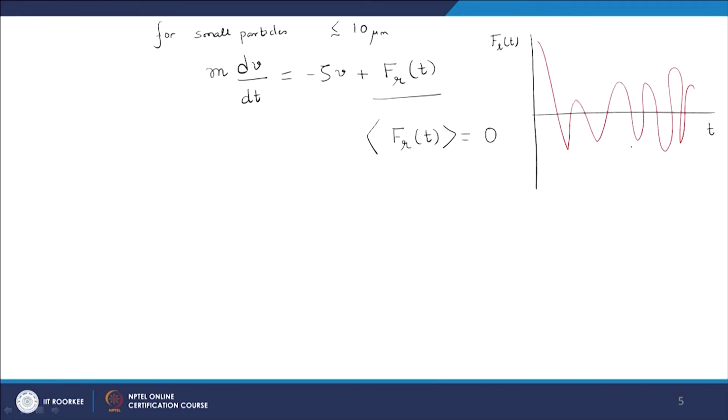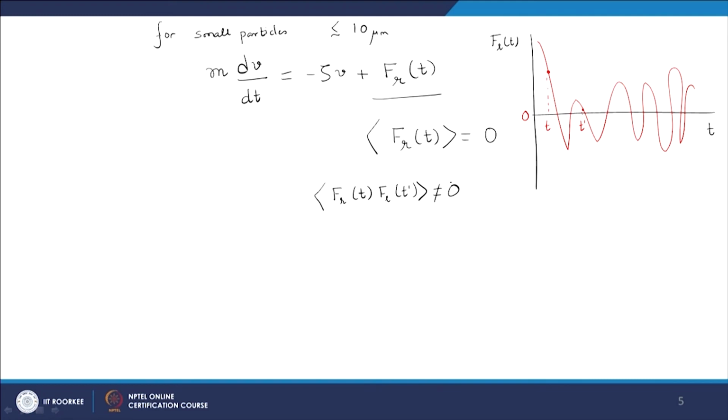It can have, say, fluctuations around 0, and we can talk of the strength of the force by looking at the correlation between points t and t prime. So, now I want F_r(t) F_r(t prime) to be non-zero. Now, the question is non-zero means what?